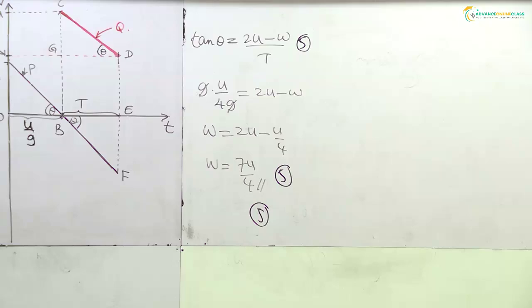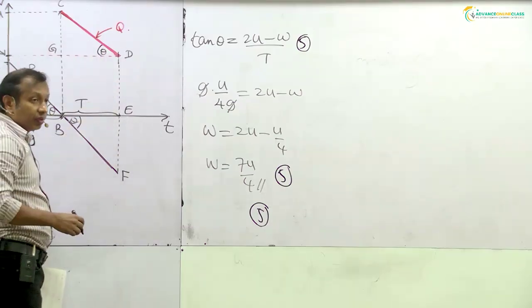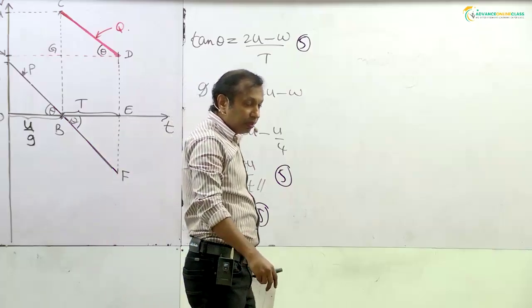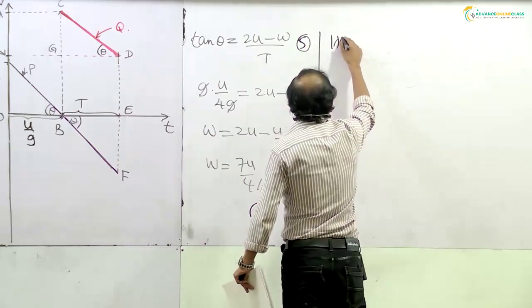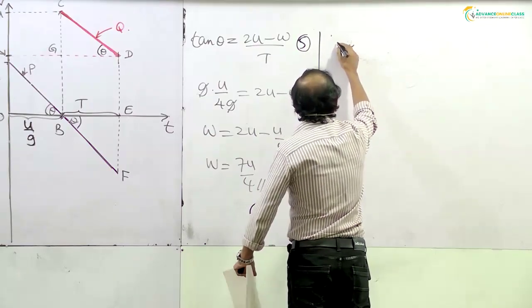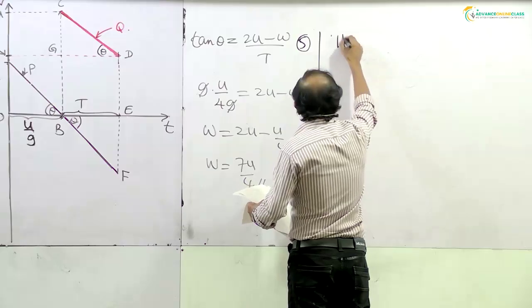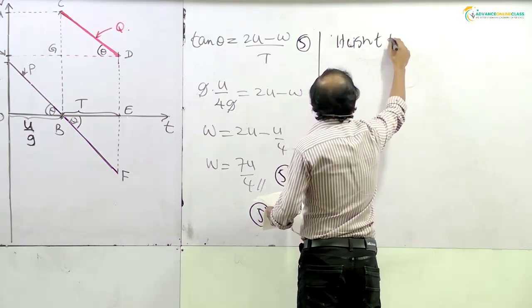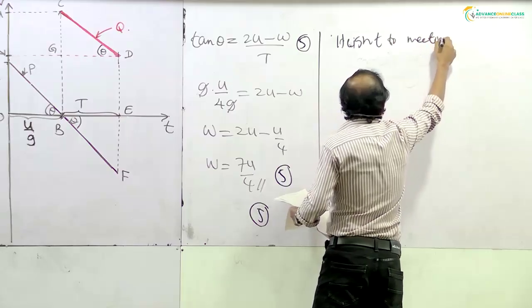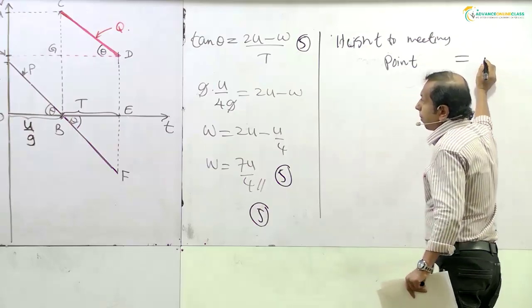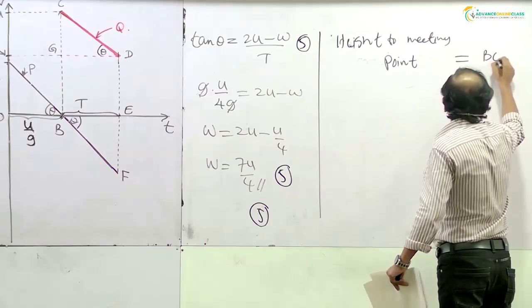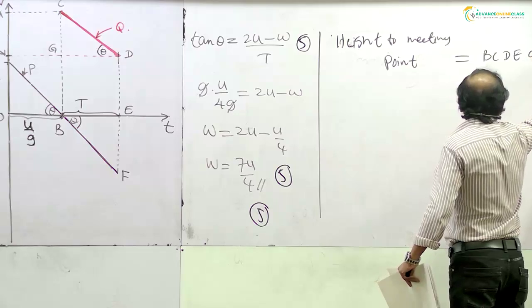Height to the meeting point from O. What is that? BCDE area. Height to the meeting point? BCDE area. Okay, now write: height to the meeting point is equal to BCDE area. What is that?